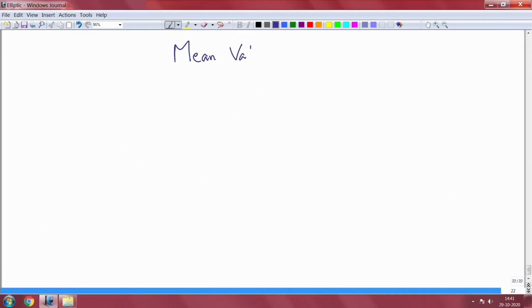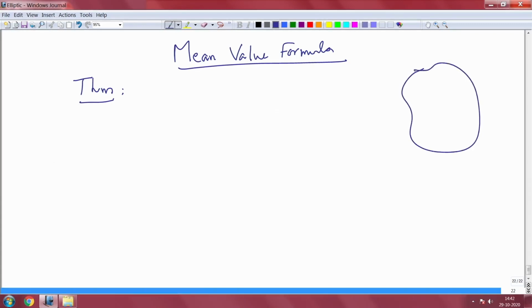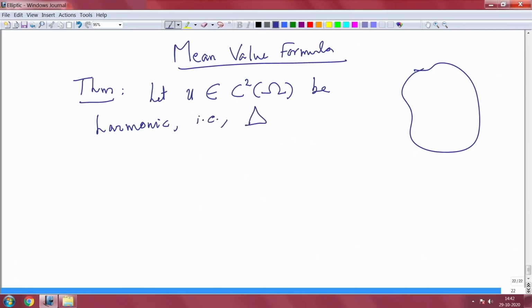Mean value formula. Rather, a theorem. So, let us start with a theorem and then try to prove it. Theorem. You have your domain Omega, and let u belong to C2 of Omega be harmonic, that is, Laplacian of u equal to 0 in Omega.